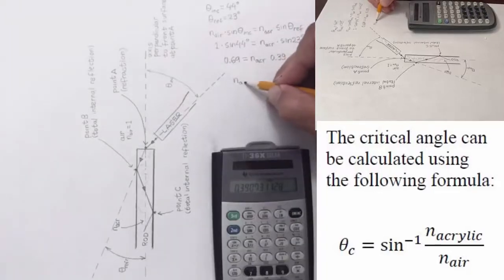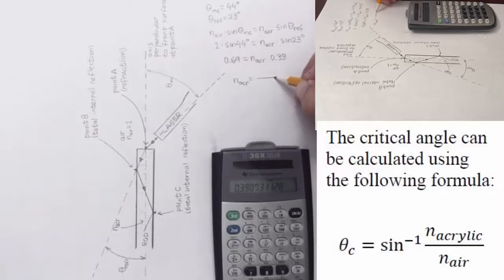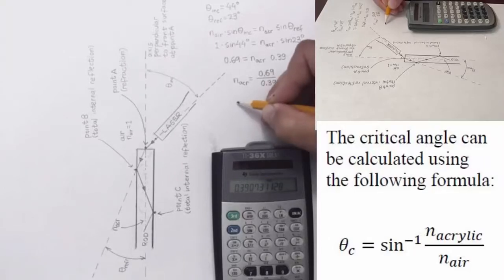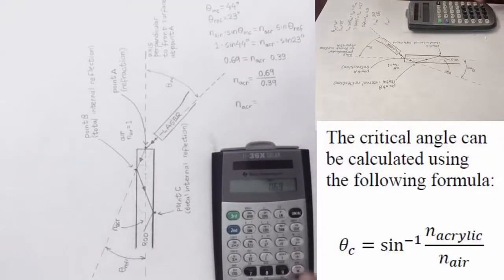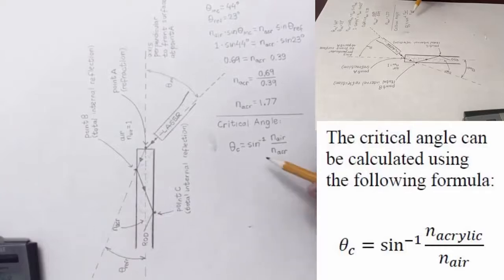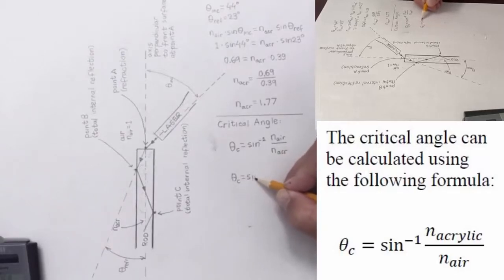So from here we can calculate the index of refraction of acrylic to be equal to 0.69 over 0.39, or equal to 1.7677. So to calculate the critical angle, we have this formula. Theta critical is equal to the inverse sine of n air over n acrylic. Let's substitute for these two indices of refraction. For air we have 1, and for the acrylic we have 1.77.